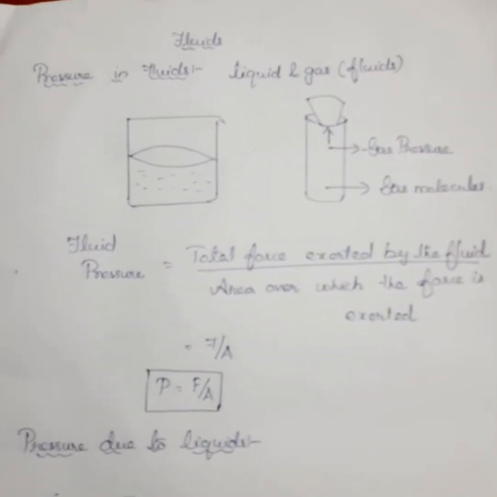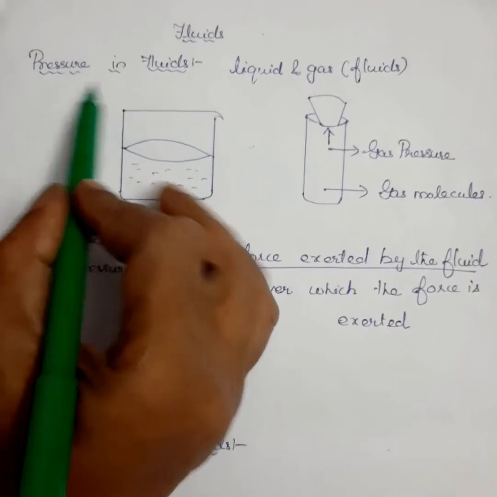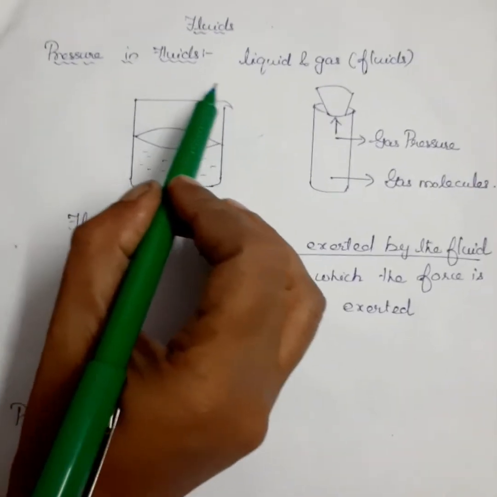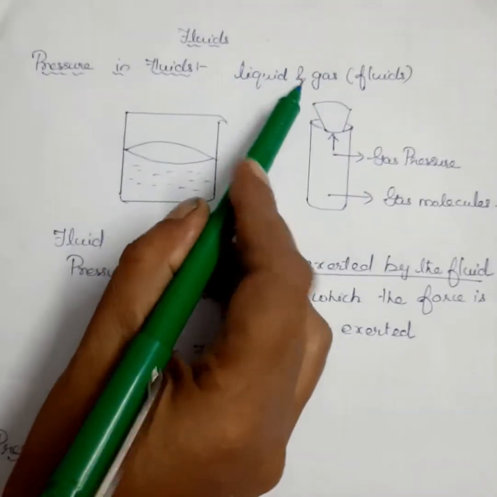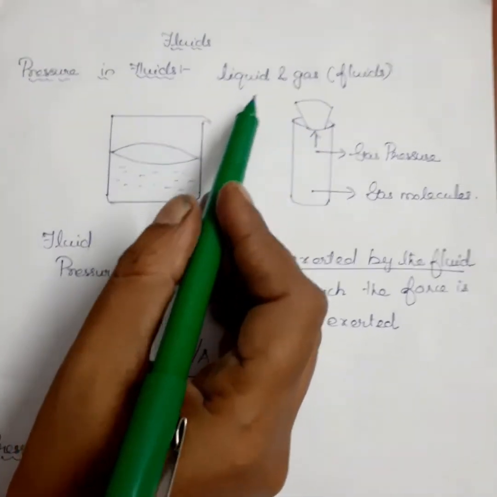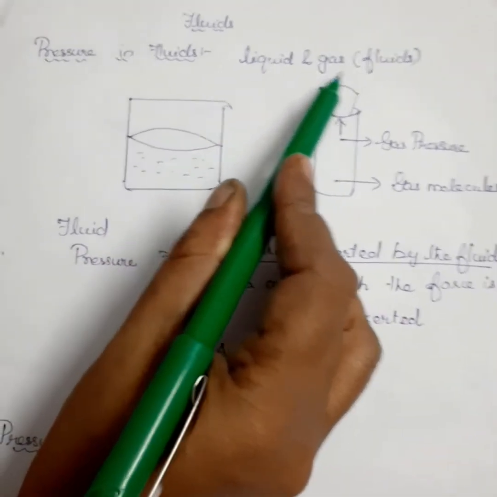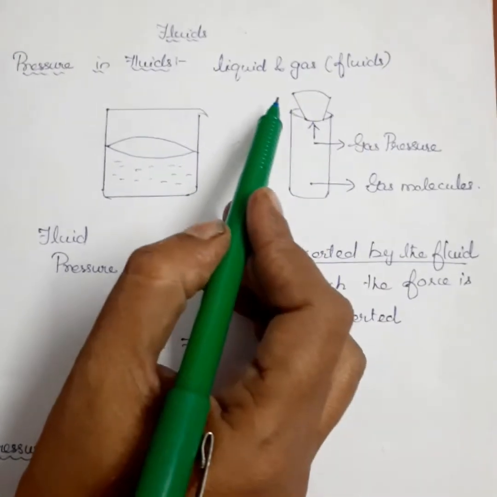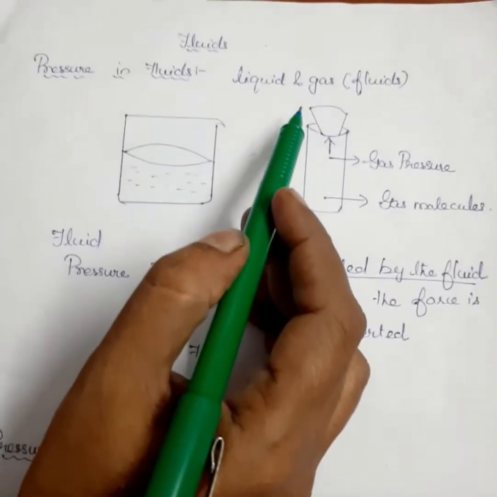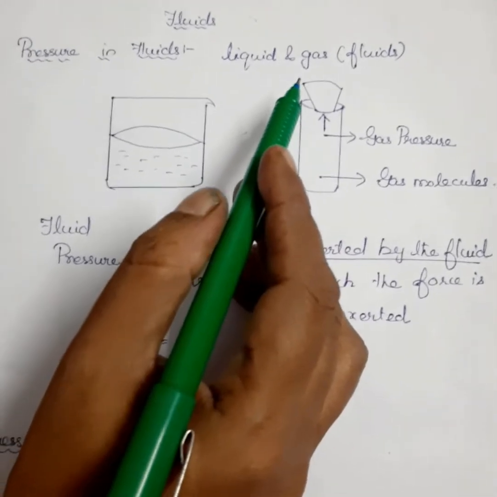Students, next we are going to learn about the topic: pressure in fluid. What is fluid? All the flowing substances, both liquid and gas, are called fluids. Like solids, liquids and gases have weight. Therefore, they exert pressure.